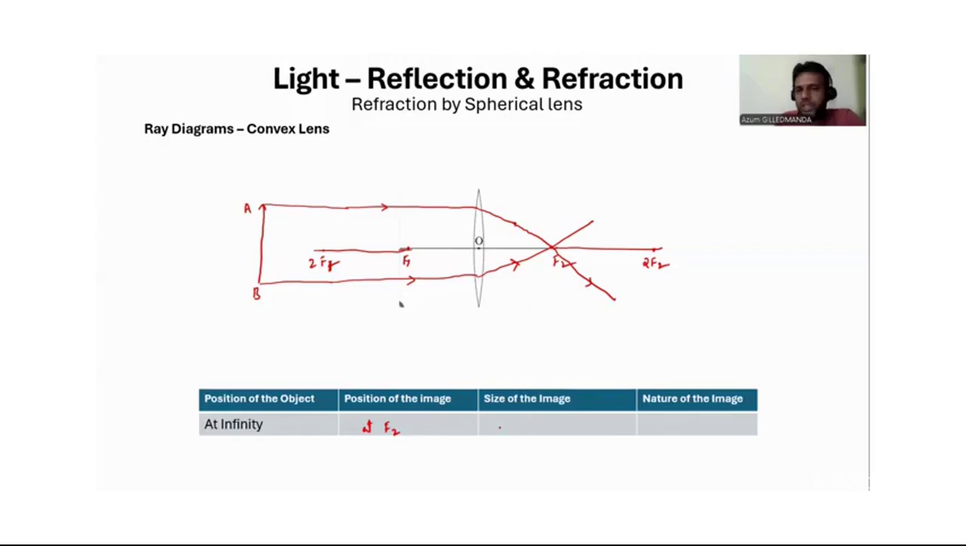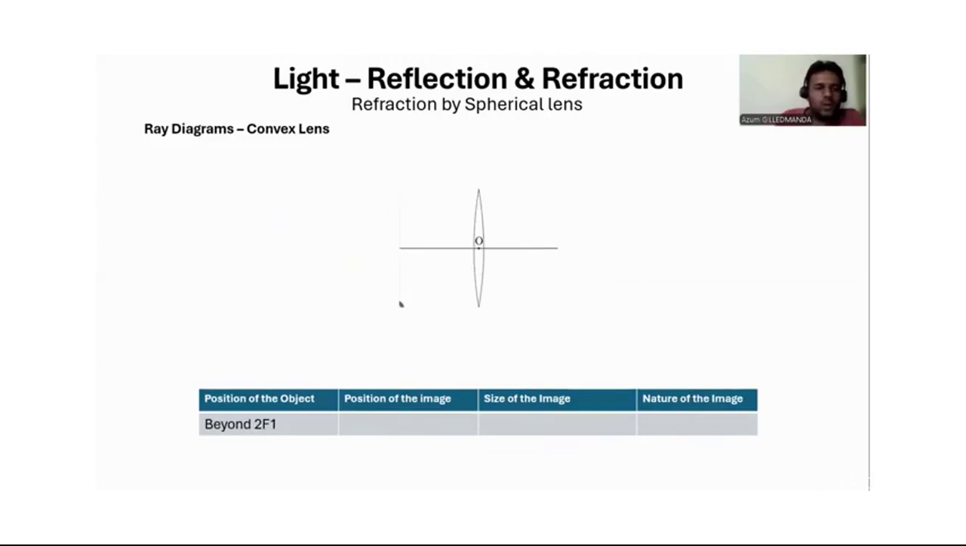And what is the size of the image? That is a highly diminished or point size image. This is a point size image, or we can also call it a highly diminished image. And what is the nature of the image? It is a real image and inverted. Okay, guys, so if the object is at infinity, we will get a point size image that is highly diminished, and that is real and inverted.